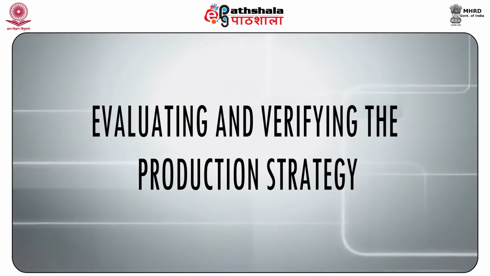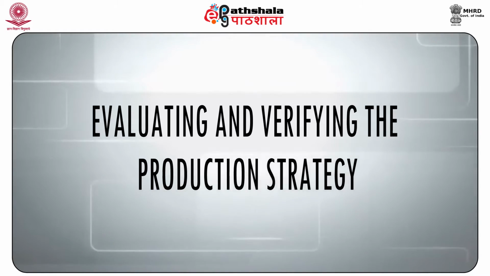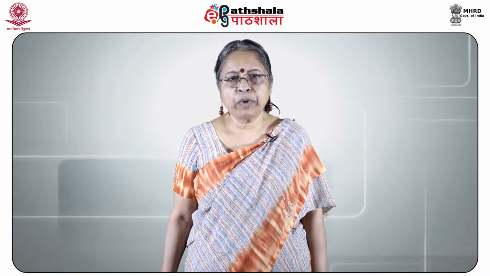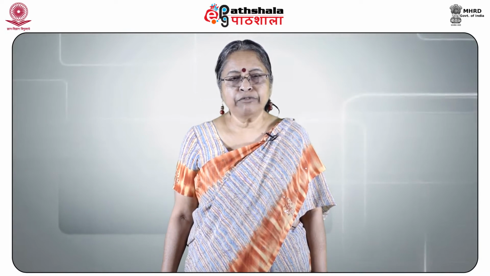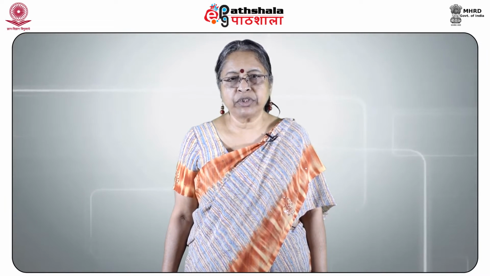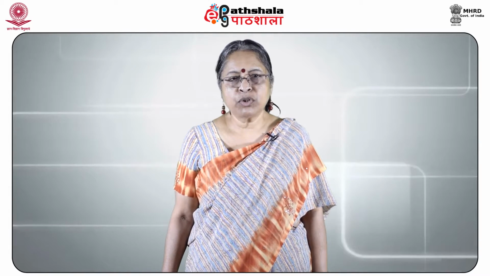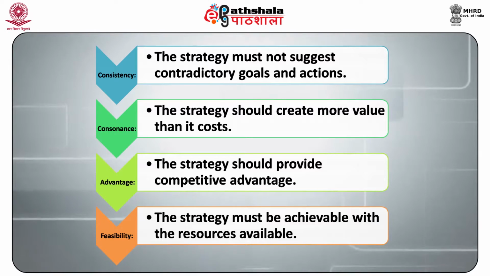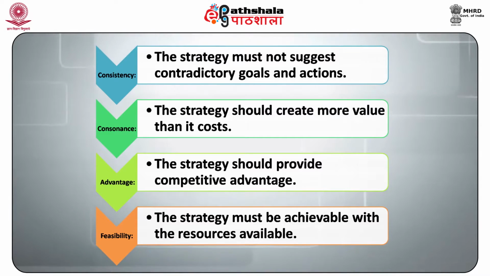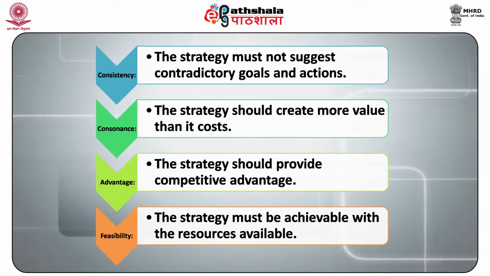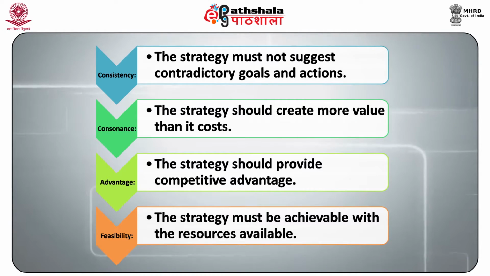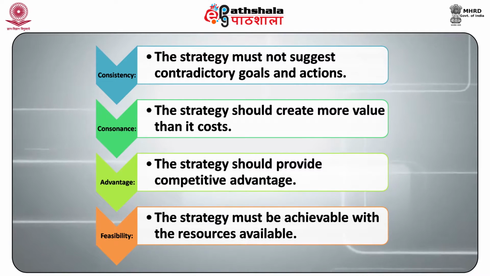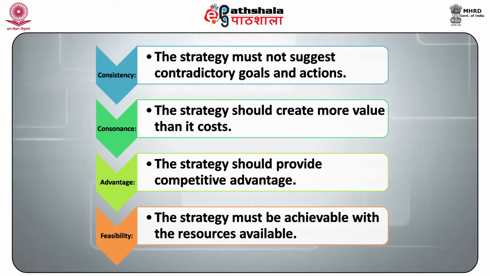Evaluating and verifying the production strategy. Rumelt also provides four criteria for evaluating a business strategy that are applicable to a production strategy for a product line. Consistency: the strategy must not suggest contradictory goals and actions. Consonance: the strategy should create more value than it costs. Advantage: the strategy should provide competitive advantage.